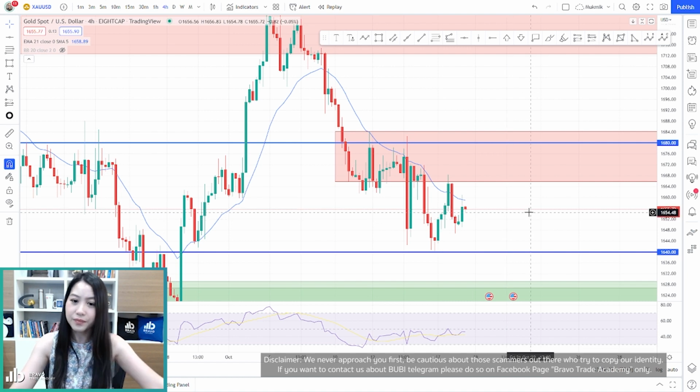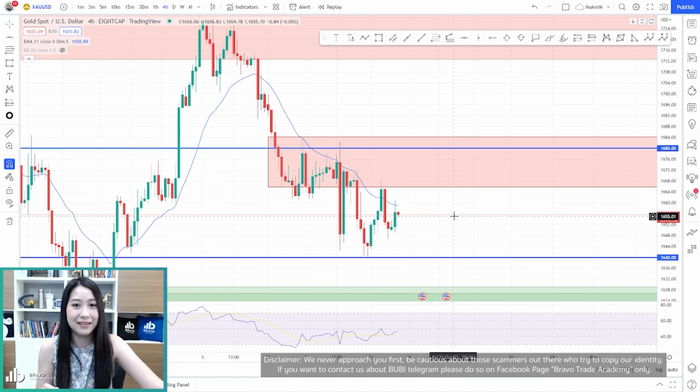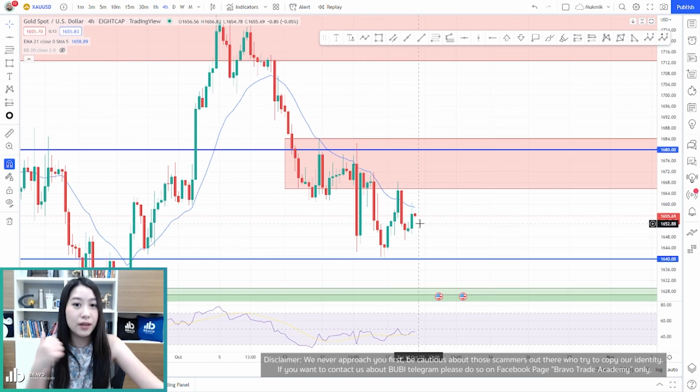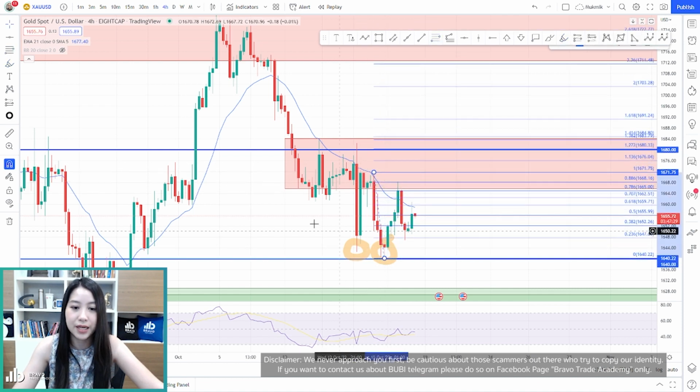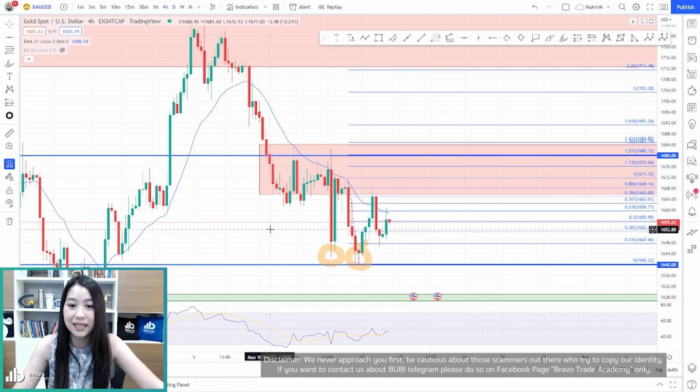All right, so the first technique that I taught a lot is the gold behavior, which is from our Bravo Gold Strategy course, and it could be the low twice or the high twice. Okay, so at this point we do have our low twice here. So if the price is going to use this pattern, let me use my Fibonacci extension.